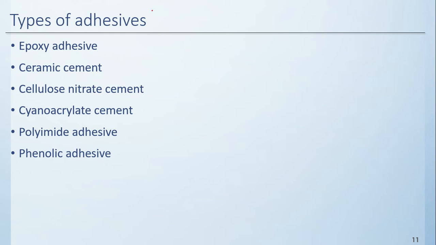Now, the adhesives used for this cementing are listed here. They can be epoxy or ceramic cement, sometimes cellulose nitrate, cyanoacrylate cement, polyimide adhesive, or phenolic adhesives. So these names can be asked for a 3 mark question. You can expect this for a 3 mark question. The question will be: what are the adhesives used in bonded strain gauges?